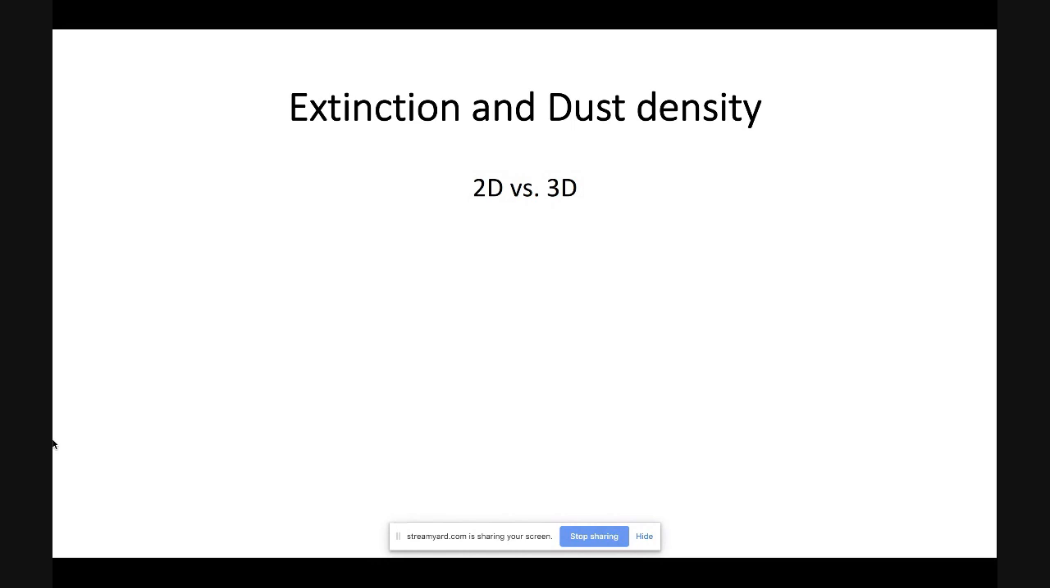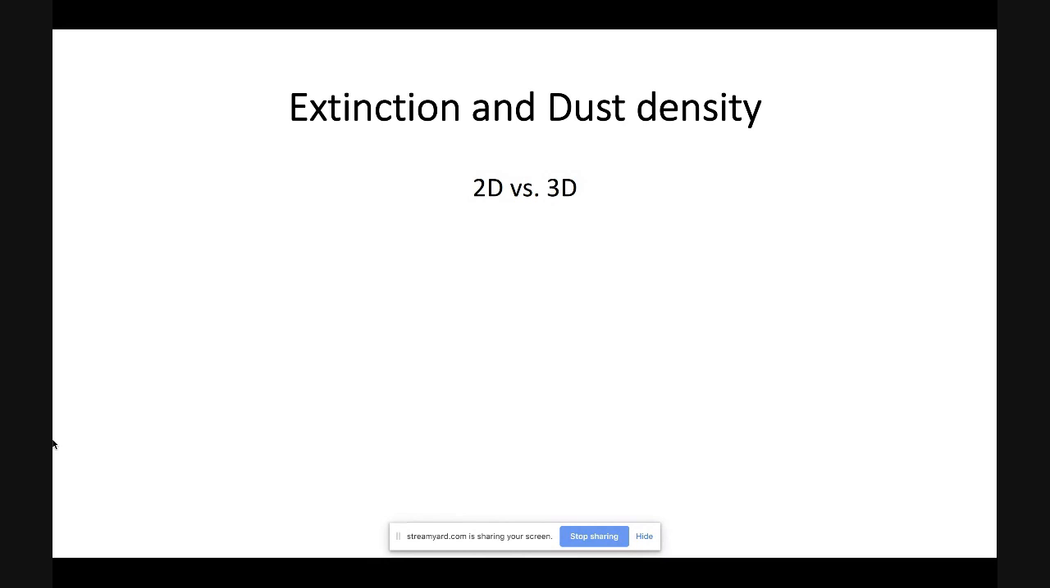Namely, the difference between the extinction and dust density. These terms can sometimes be exchanged, which is all right, but it's clear that we need to know the differences between these two terms. First, extinction is 2D information. That means even if we have a 3D mapping of the extinction, each value tells us what happens from us to that point, while the dust density tells us the local property of the variation of the ISM.